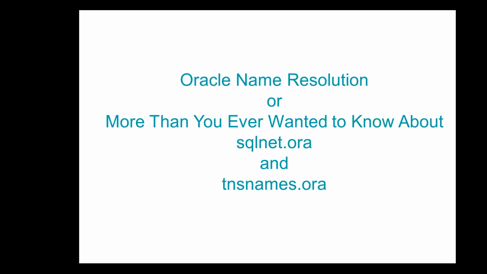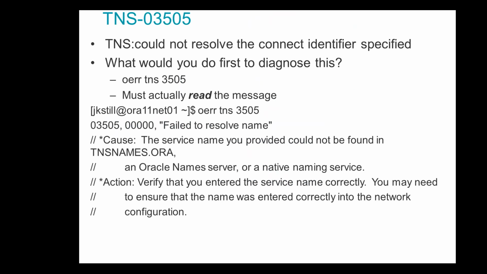So let's start with Oracle name resolution, or more than you ever wanted to know about sqlnet.ora and tnsnames.ora. And believe me, there is much more to know than what we'll be covering here. So let's consider this error, TNS-03505. Every DBA has probably seen this. TNS: could not resolve the connect identifier. Well, that happens if you misspell it. But what if one is being used correctly?